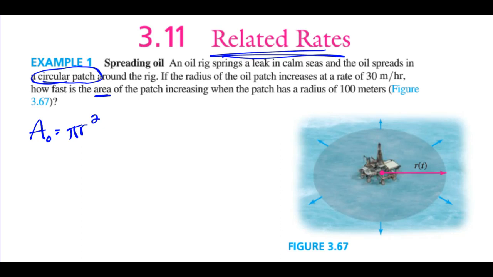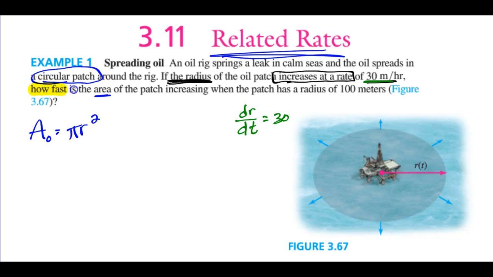And another keyword is "at the rate." Well, there's a keyword: the radius of the oil patch increases at a rate of 30 meters per hour. So remember, the rate of change is the slope, and the slope is the derivative. So I think they just gave us dr, the derivative of the radius, at which the radius is increasing with respect not to x, but to time. So dr/dt is 30.